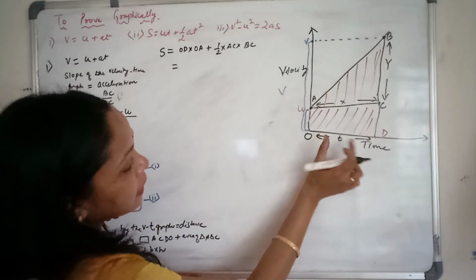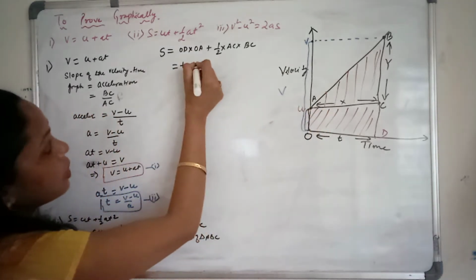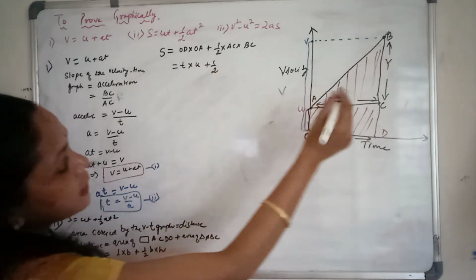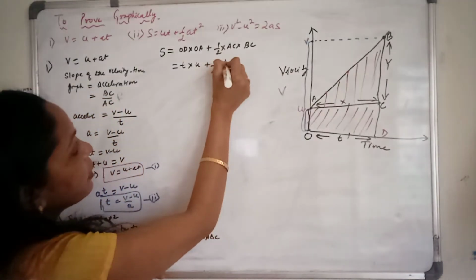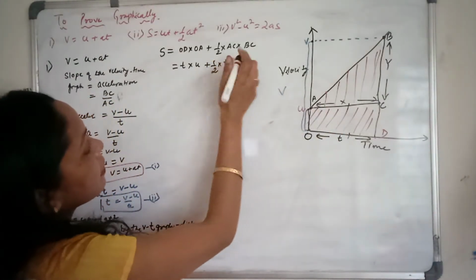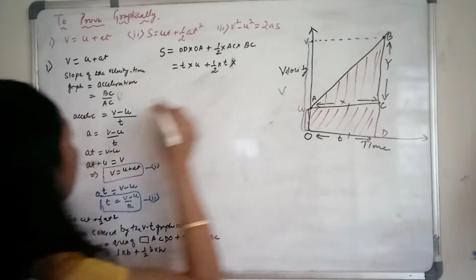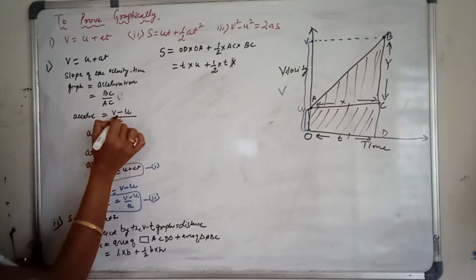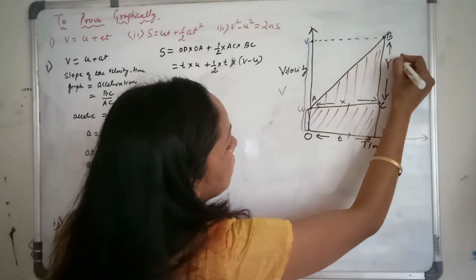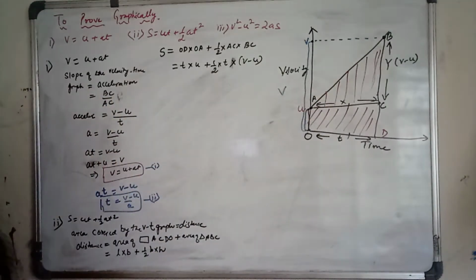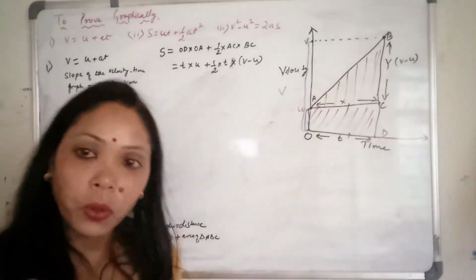OD. OD is what? Time. OA is what? See, from here to here, it is only U, plus half AC. AC is parallel to which axis? Time axis. So again AC will be your T, and BC. BC is parallel to what? BC is here. BC already we got here. BC is equal to what? B minus U. So directly you can write here B minus U. Now I can write here this one as B minus U. BC is equal to B minus U.